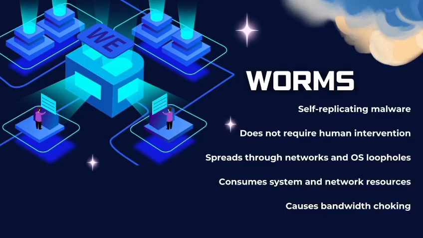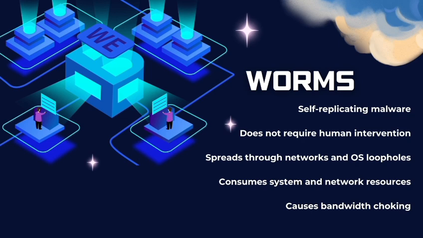Then we have worms. Worms are similar to viruses but more dangerous in one key way. They do not require any human action to spread. They replicate automatically and travel through networks, exploiting weaknesses in operating systems. As worms spread and multiply, they consume storage and internet bandwidth, eventually choking the entire network.